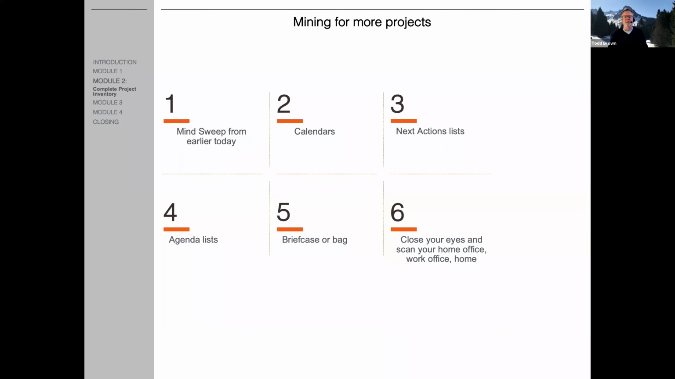I mentioned earlier that one of the things we're going to look at is your projects list. Is it complete? And here's an example of one of the slides. One of the exercises that we have people do is look through some of the tactical things that they have in their lives. We've done a mind sweep, as you can see, so that'll be something to consider. The entries in their calendars, what's on their next actions list or their agendas list. Is there something physical in their briefcase or their bag which implies a project? So those are the kinds of things that we're doing.